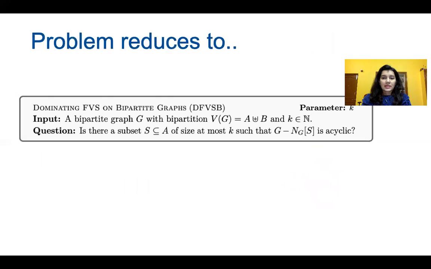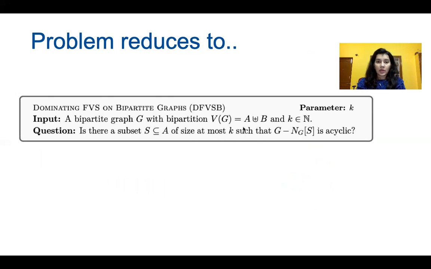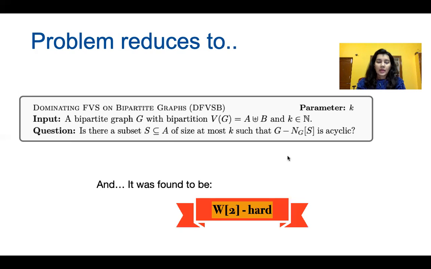So the problem, as I explained, reduces to finding what we call a dominating FVS on a bipartite graph. And as you can see here, once you delete the closed neighborhood of a subset S from one of the partitions, then the graph should be acyclic. And not so surprisingly, this problem was found to be W[2]-hard. It's not very surprising because hitting set, which is a generalization of vertex cover, is also known to be W[2]-hard when we look at hypergraphs. And here this result was found due to a reduction from set cover.